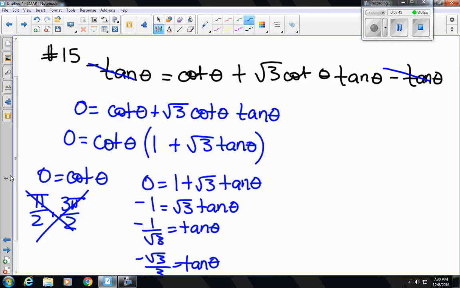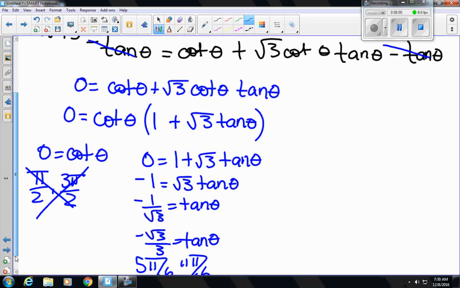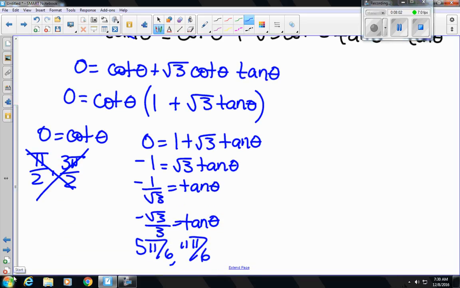It's just like an algebra problem. If I solve an algebra problem and I actually take my answers and plug them back in, they all have to work. So really and truly, the only answers should have been 5 pi over 6 and 11 pi over 6. You may have received a little leniency on yours if you put those two answers. If you put undefined, that's actually the correct answer.